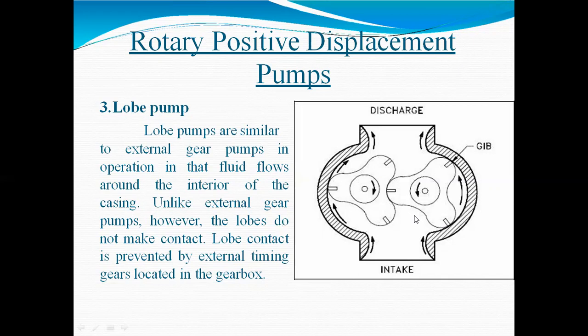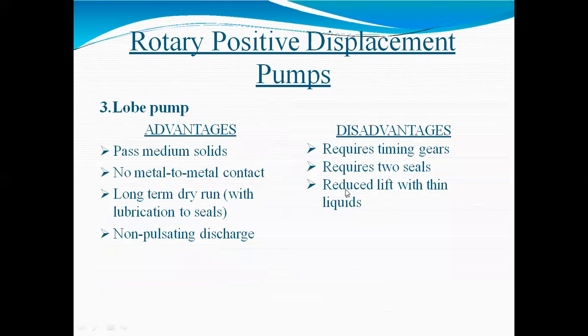Once it starts rotating, again the cavity or vacuum is created at the inlet port, which will suck the oil from your reservoir, and it will pass while revolving towards the discharge port, through the space between the lobe and casing. Very simple construction. So what are the advantages of your lobe pump?